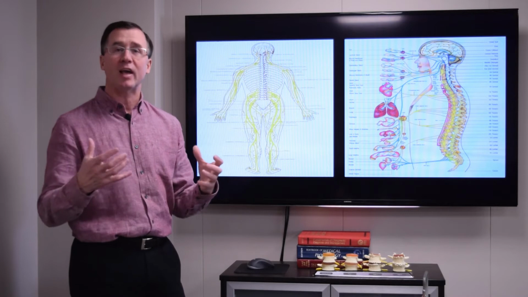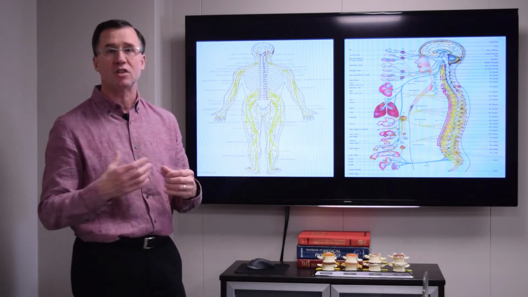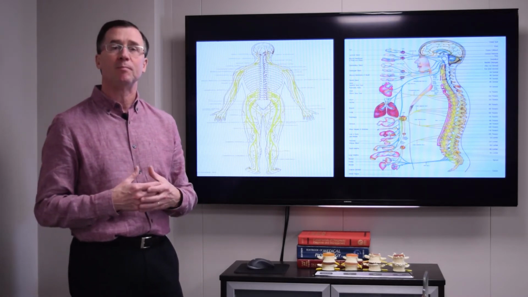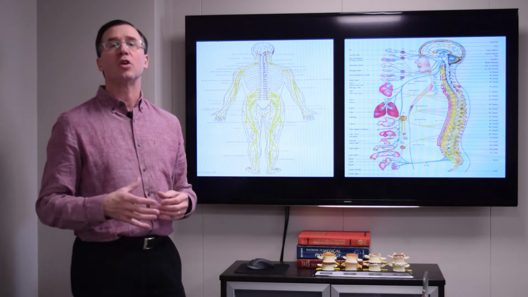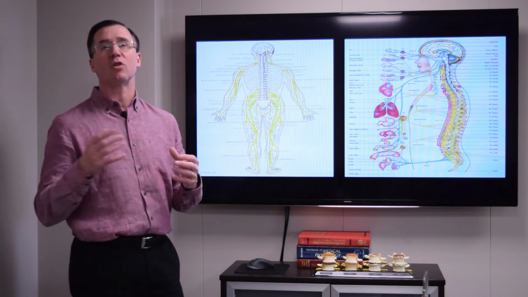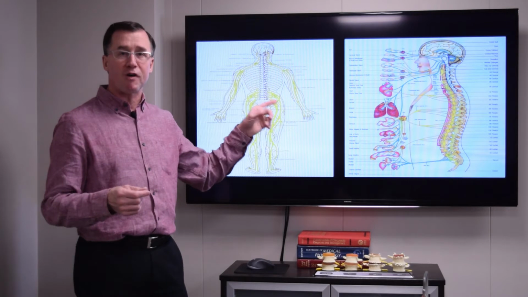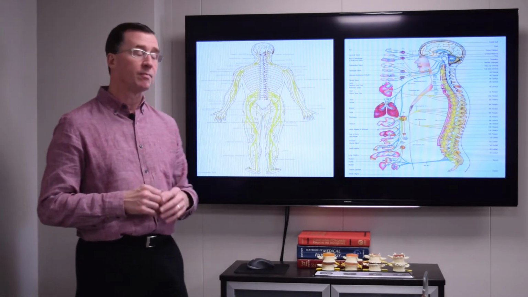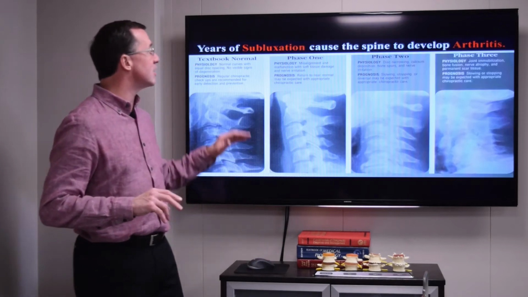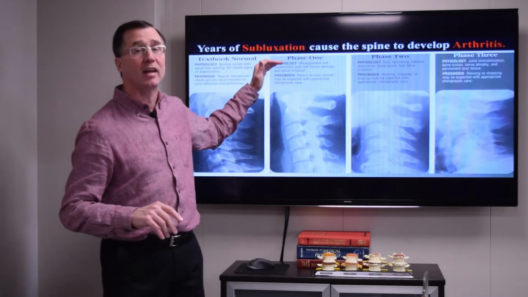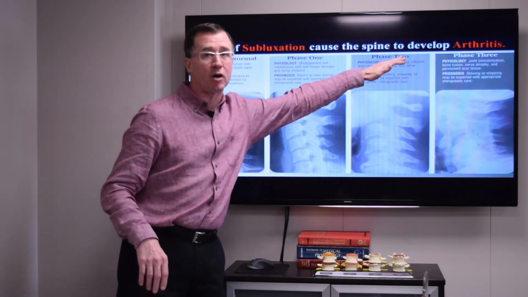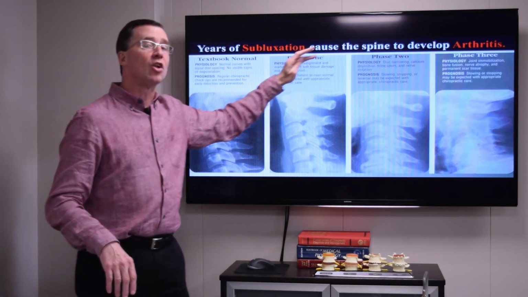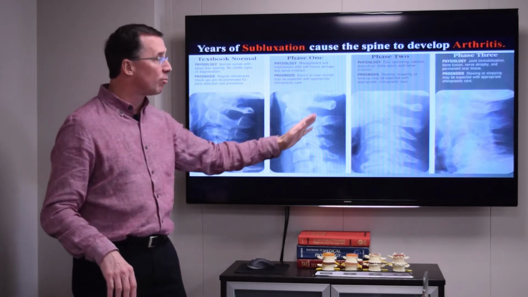We'll do everything we can to help you with any symptoms or health concerns that you had when you came in. But our ultimate goal is to correct the subluxation so that not only you feel better, but your body functions better and you're healthier. So that's the number one reason we adjust. The second reason we adjust is because if your spine is subluxated, it causes your spine to develop arthritis. And the longer your spine is misaligned, the more arthritis you get.